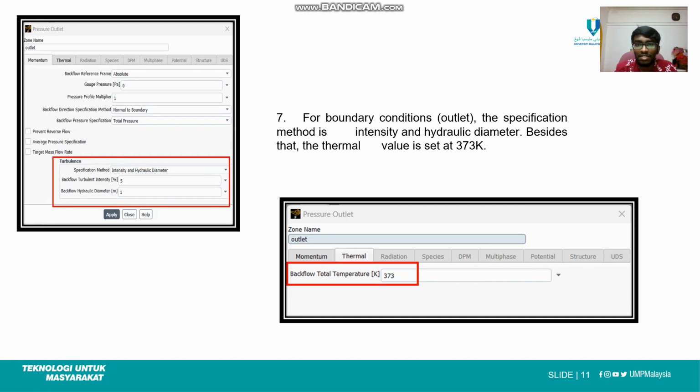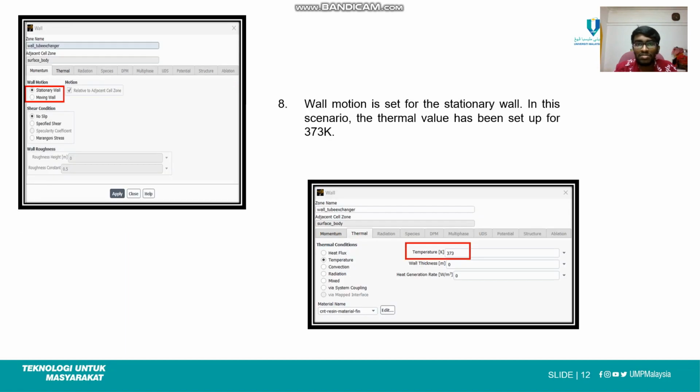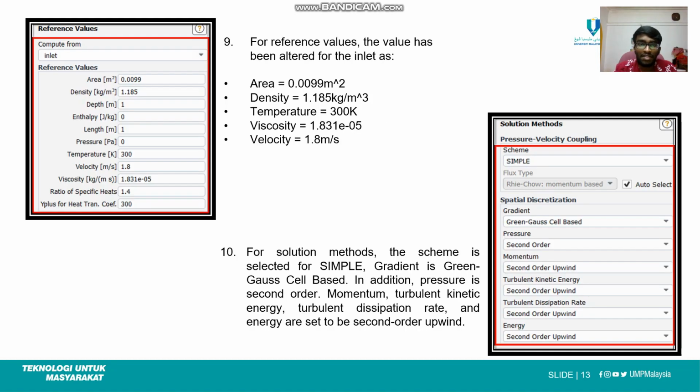And then for the thermal value is slightly different because we follow the 100 Celsius, which is converted to 373 Kelvin. Now let us look on the wall motion. Wall motion for this case is actually stationary wall, and in this scenario we follow the outlet temperature as well, which is 373 Kelvin.